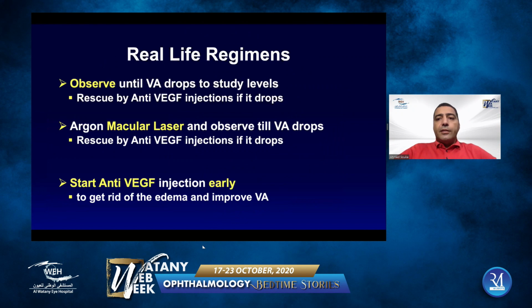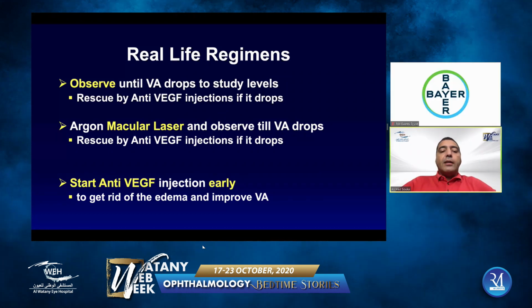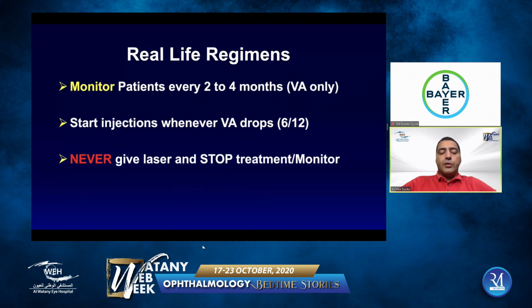If we translate these regimens to our practice in real life, this means we would observe the patient, do nothing, until the visual acuity drops to the study level, 20/40. But we rescue him by anti-VEGF if it drops. And some would adopt the idea of why not put laser and observe the patient for visual acuity. If it drops, we again rescue by anti-VEGF. And others would say we'll start early with anti-VEGF injections, get rid of the edema, and improve the vision.